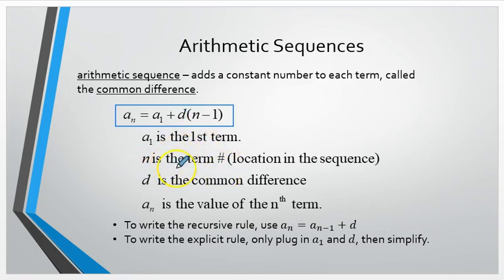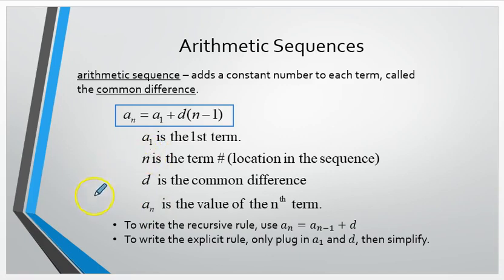N is the term number. So if I'm trying to talk about the 10th term in the sequence, then n will be a 10. And this is very easy to confuse with the a sub n value. If n is 10, that means I'm talking about the 10th number in the pattern. It's the location in the sequence. But that 10th number in the pattern could be anything. It could be 50, it could be 100, it could be a billion. So don't confuse a sub 10, which would be what is the 10th number in the pattern, with n being 10, which is how I specify the 10th number in the sequence.